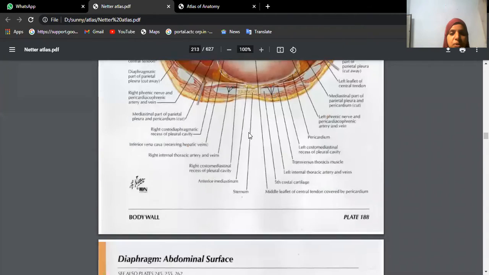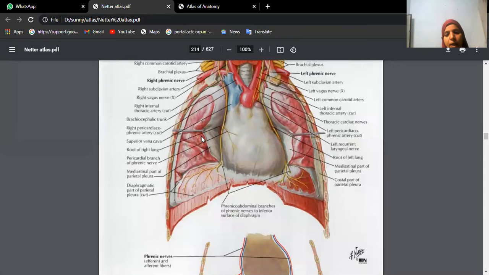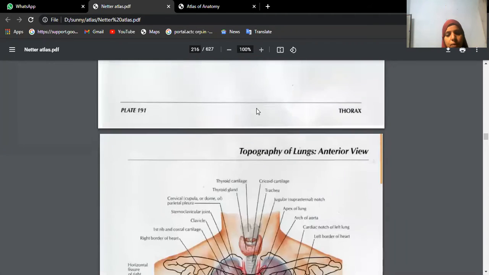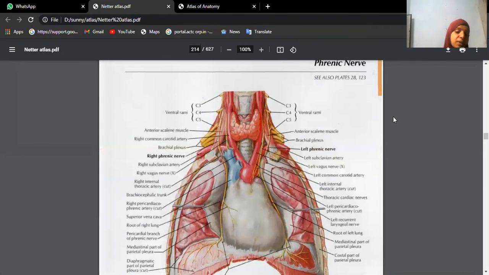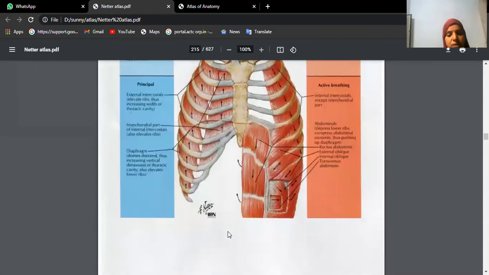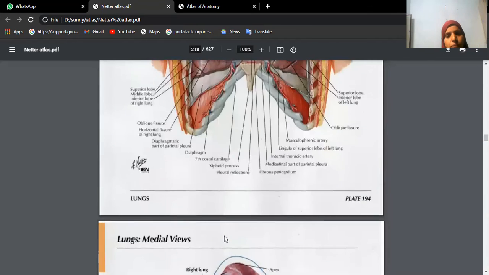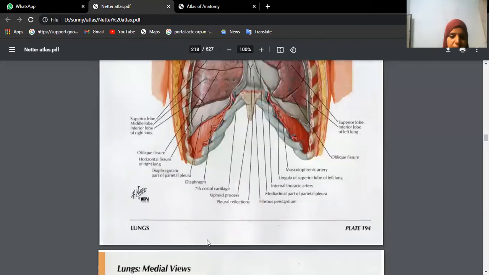The distribution. This is diaphragm, heart with pericardium, lungs. This picture is actually misleading. The heart was shown as a small area in that book. That was not the correct picture. This much area we don't see usually when you open the thoracic cage for heart. So this pleura has been reflected to see the lungs inside.